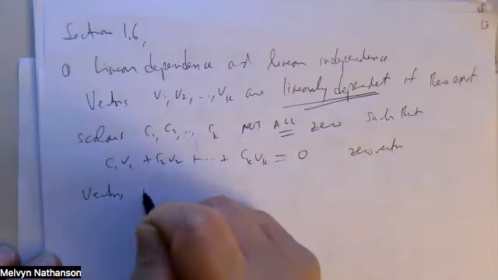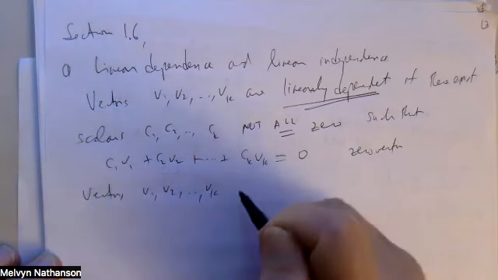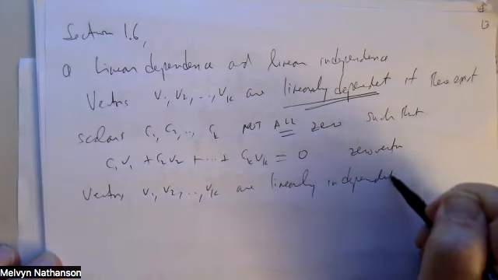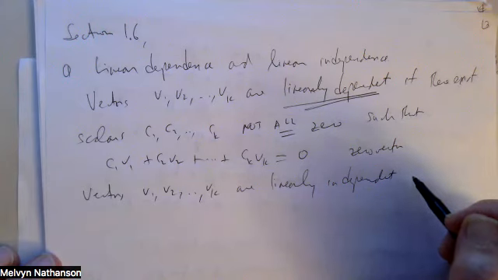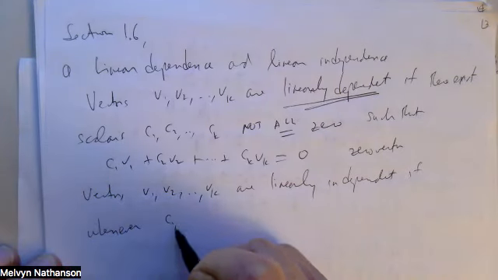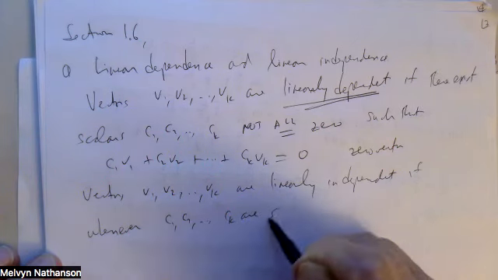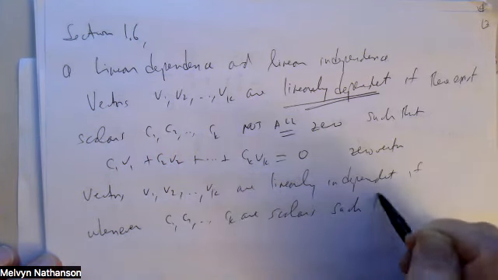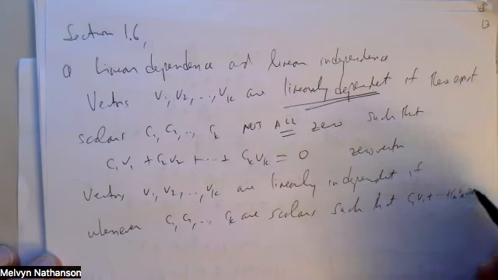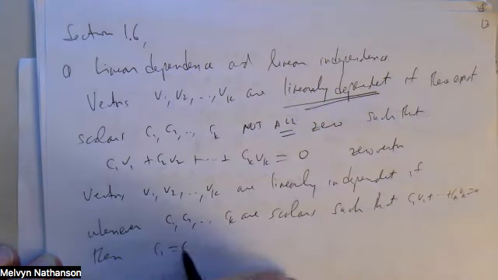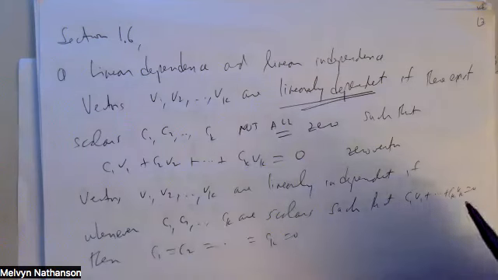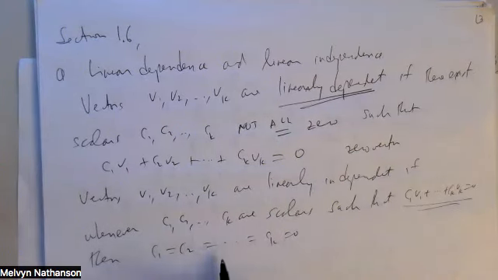And the vectors v1, v2, up to v sub k are called linearly independent if they're not linearly dependent. Or equivalently, whenever C1, C2 up to C sub k are scalars such that the linear combination C1 V1 up to Ck Vk equals zero, then necessarily all of the scalars are equal to zero. So there's no non-trivial linear combination of the vectors that gives zero.